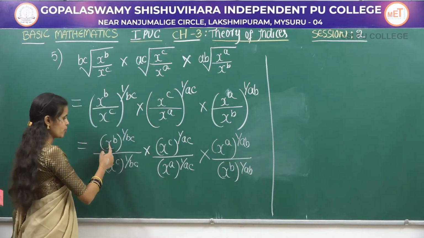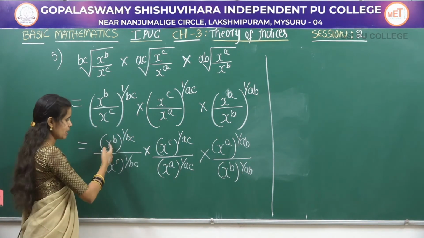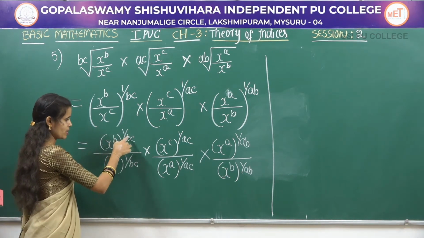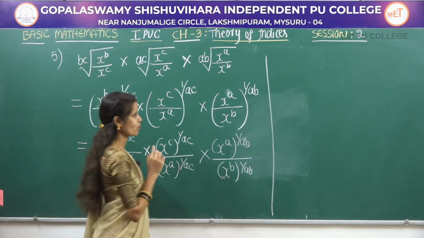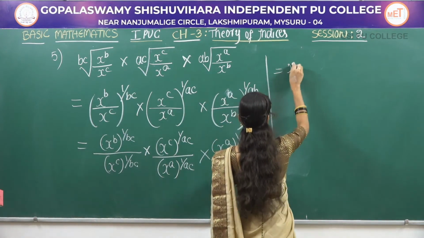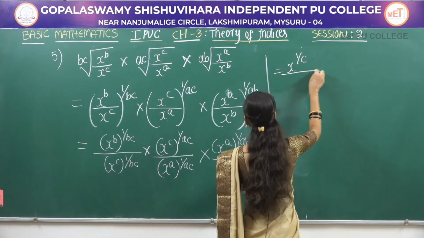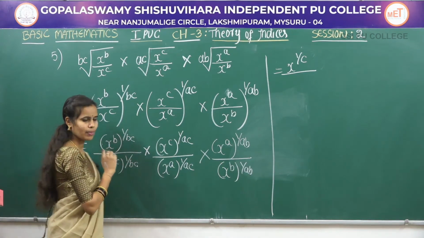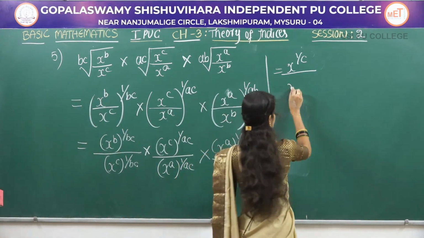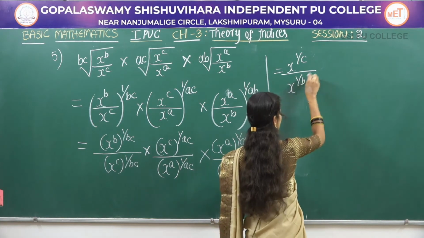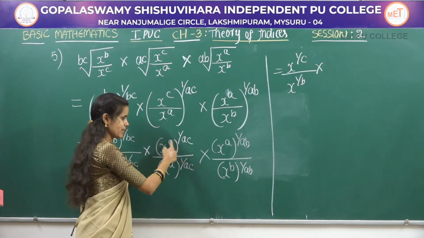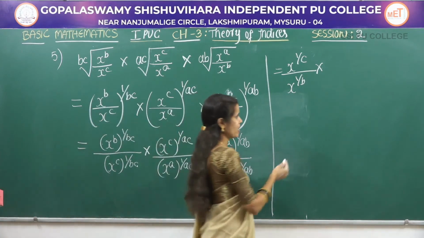Okay, next, x to the power of, there are two powers, multiply these two powers, b into 1 by bc. So b into 1 by bc, b gets cancelled, remaining term 1 by c. x to the power of 1 by c divided by c into 1 by bc, c gets cancelled, remaining term 1 by b. x to the power of 1 by b. Into here c into 1 by ac, c gets cancelled, remaining term 1 by a.